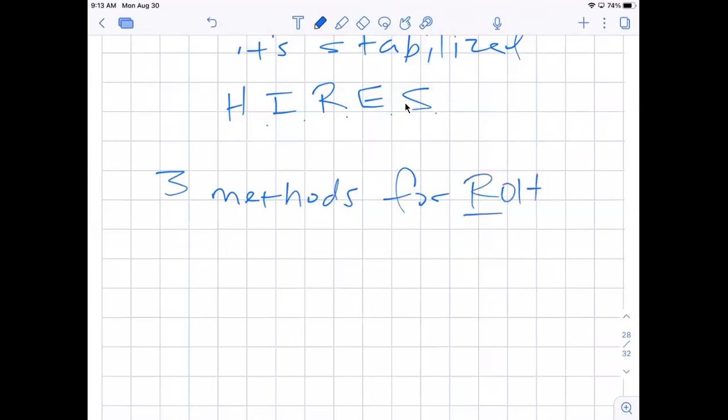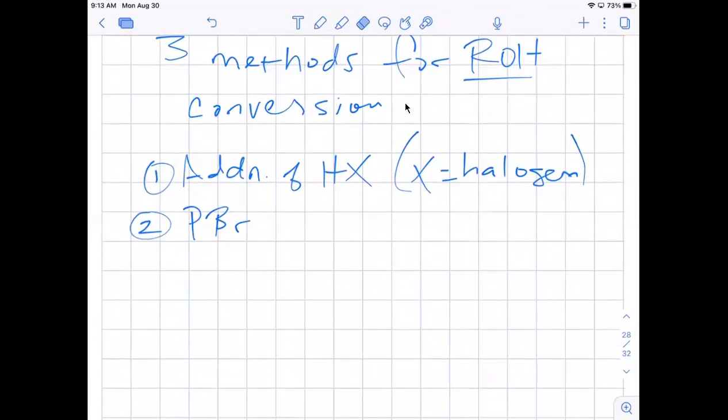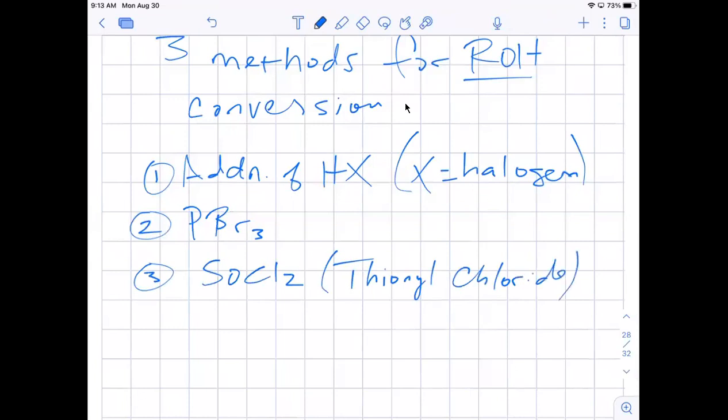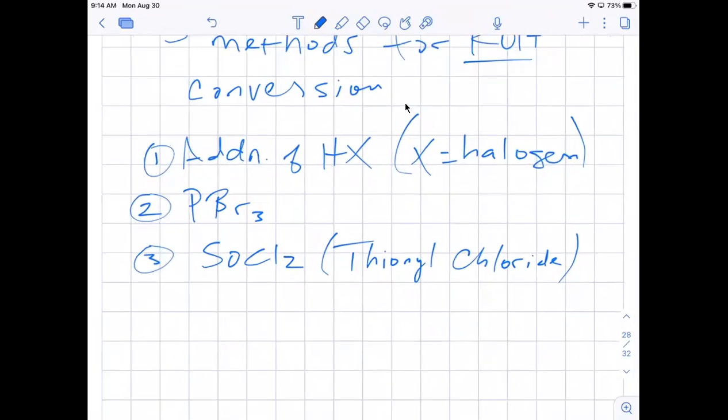This is my abbreviation for alcohol, ROH. We'll talk about addition of HX, where X is a halogen. We're going to talk about use of PBr3. That's the second easiest mechanism. And the hardest one is going to be thionyl chloride, so we'll save that one for last. So thionyl chloride, PBr3, those are 3 methods.